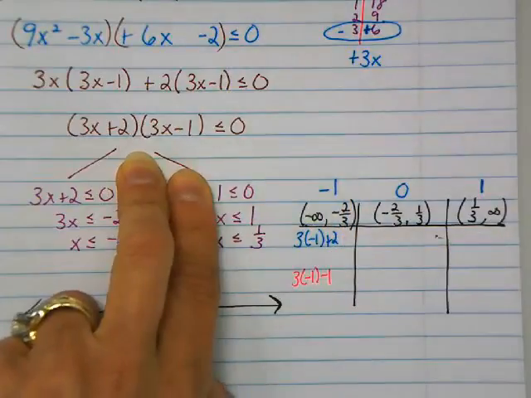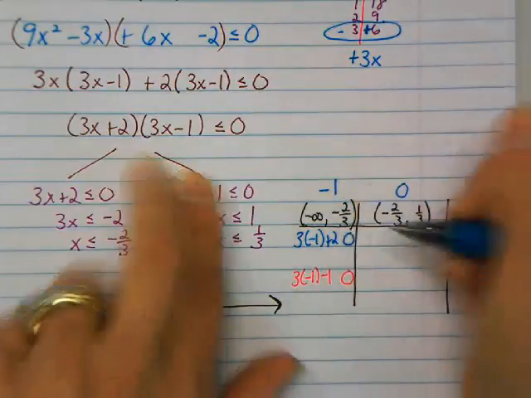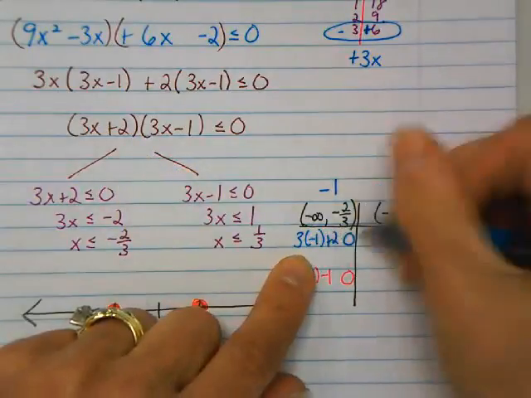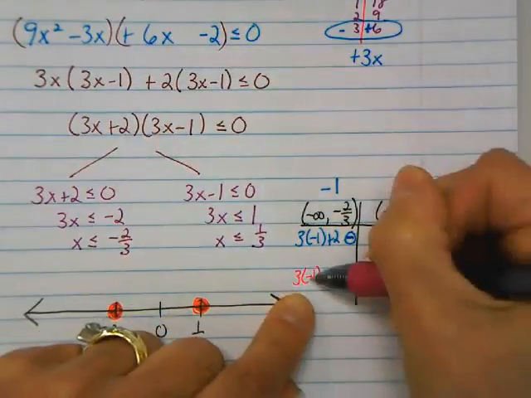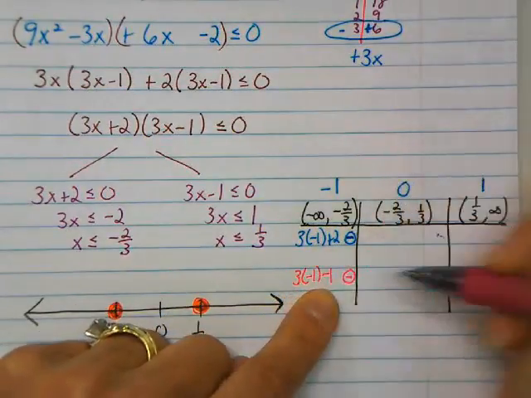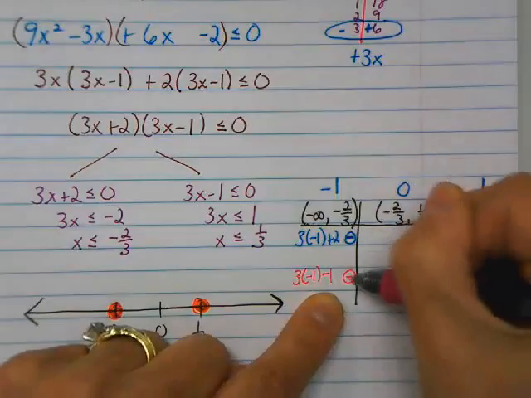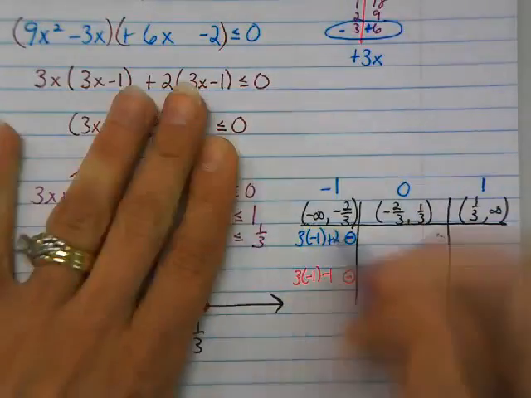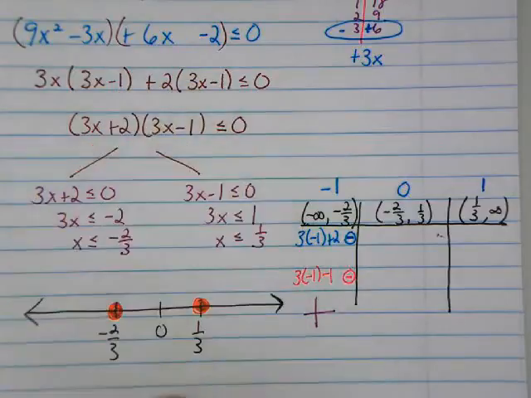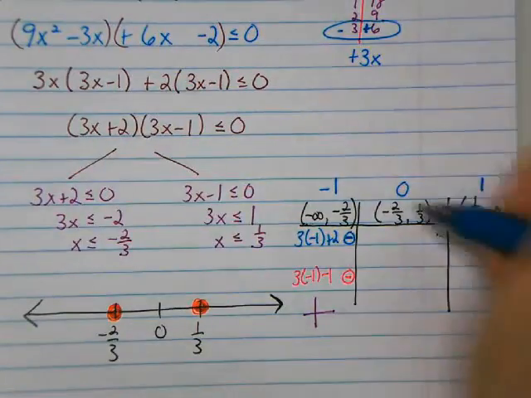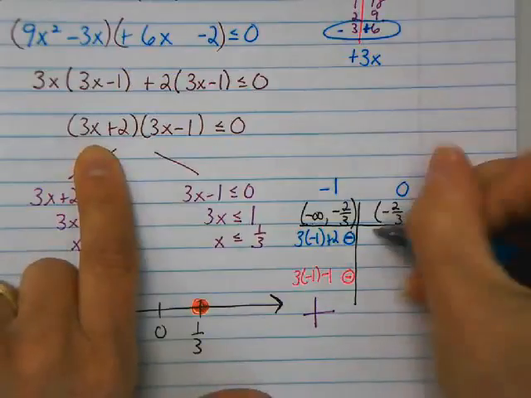I'm okay with that. In fact, in a few minutes, that's what I'm going to start doing. So negative 3 plus 2 is a negative value. And this would be negative 3 minus 1, that's a negative value. A negative times a negative results in a positive. Okay, let's plug in 0. 3 times 0 plus 2 gives me a positive.